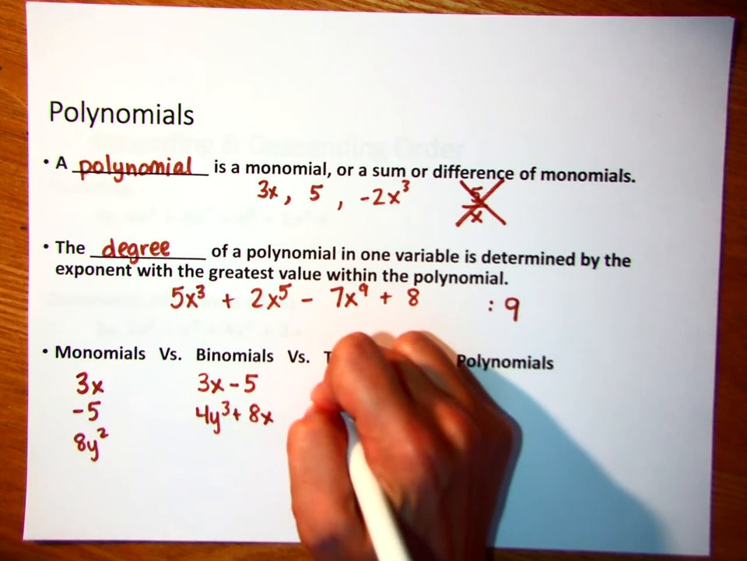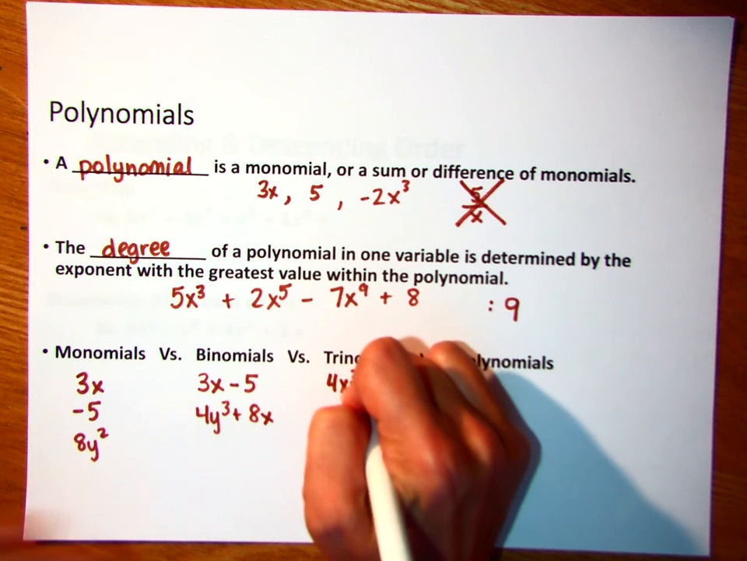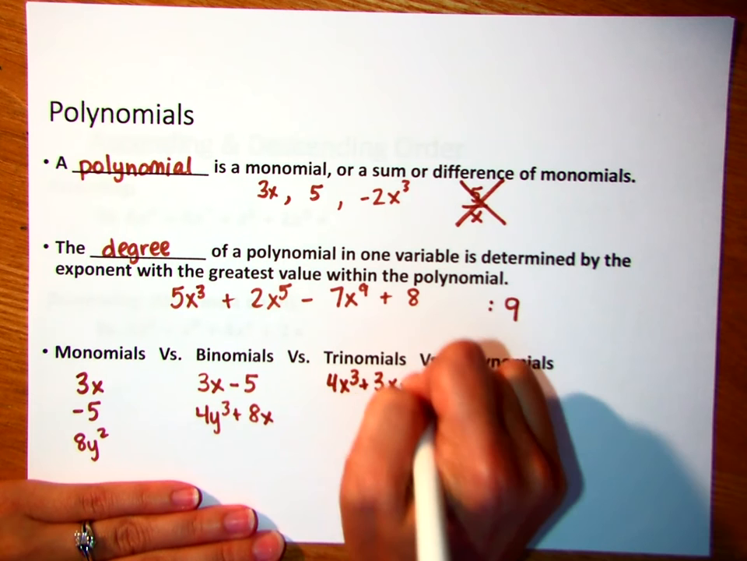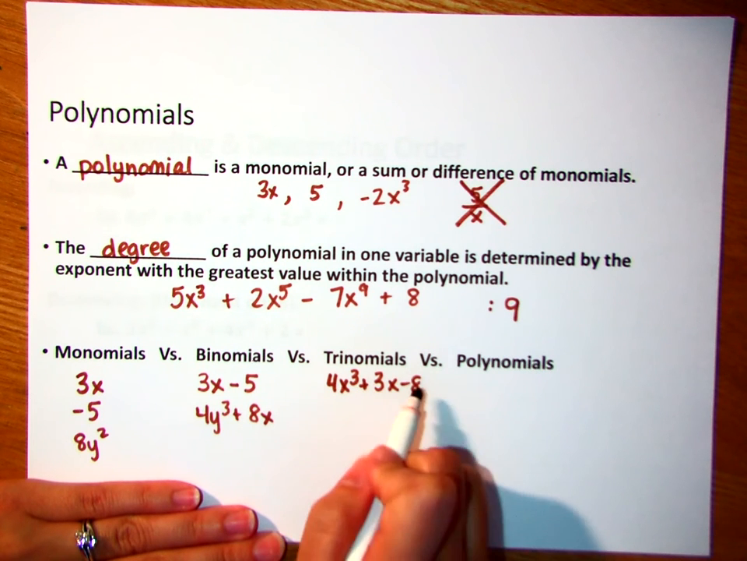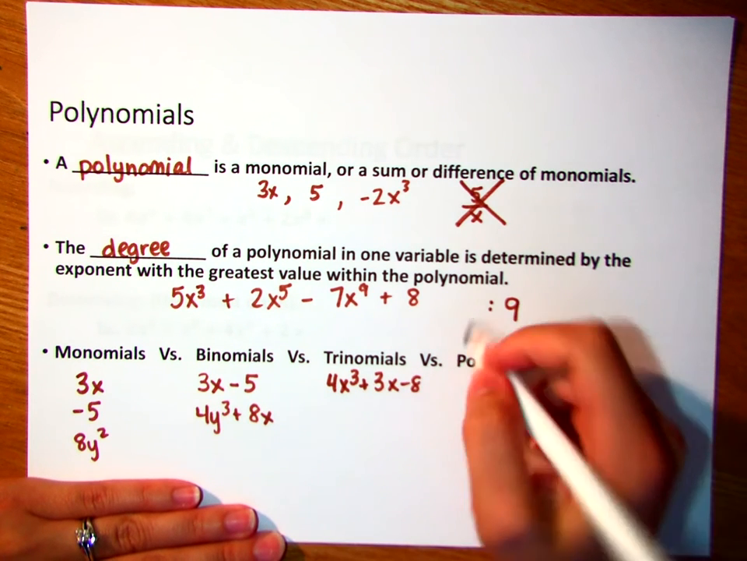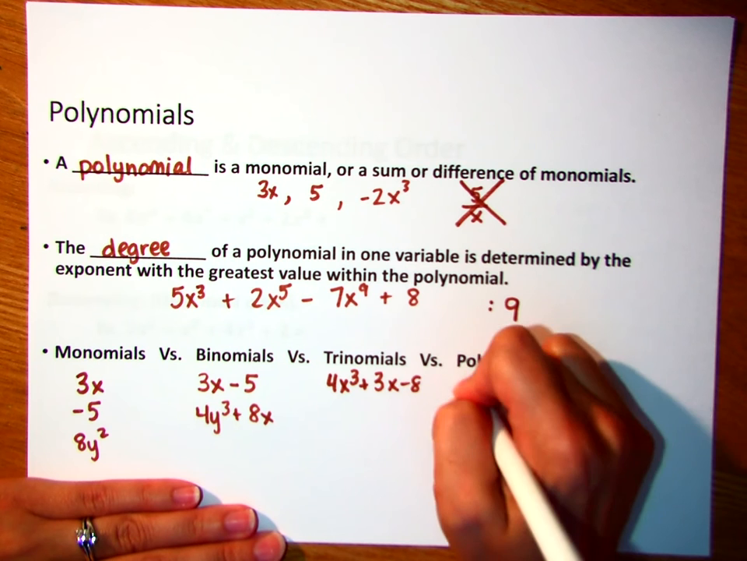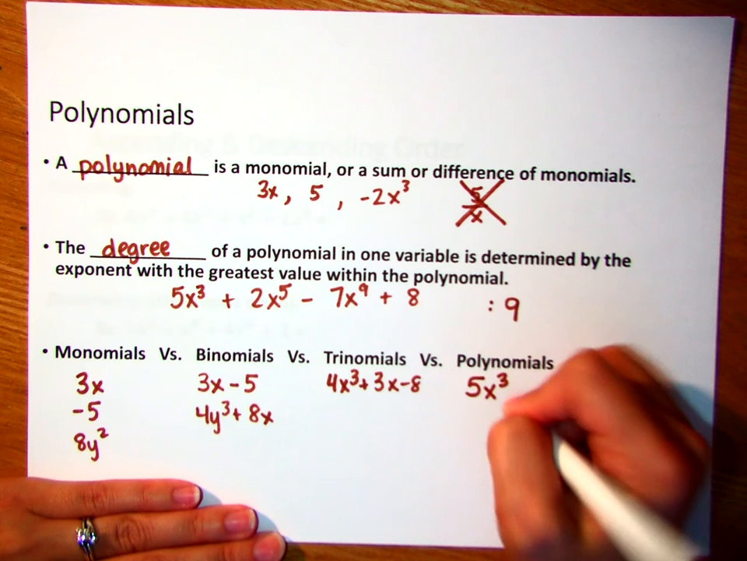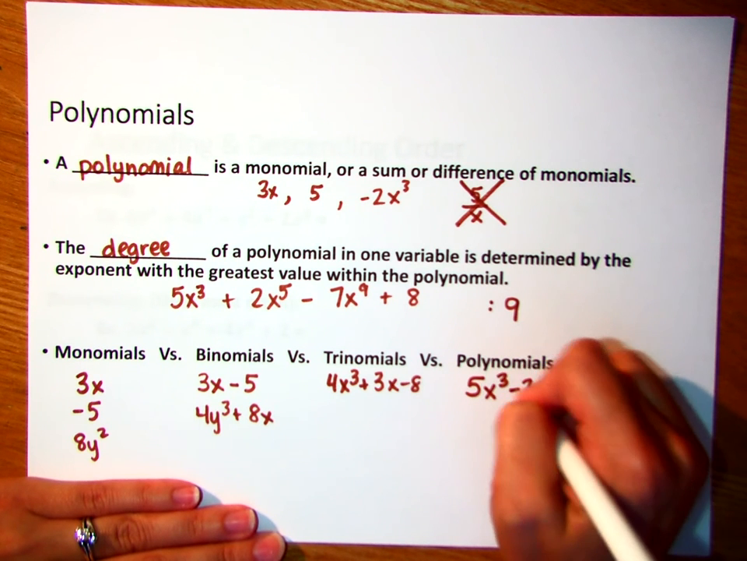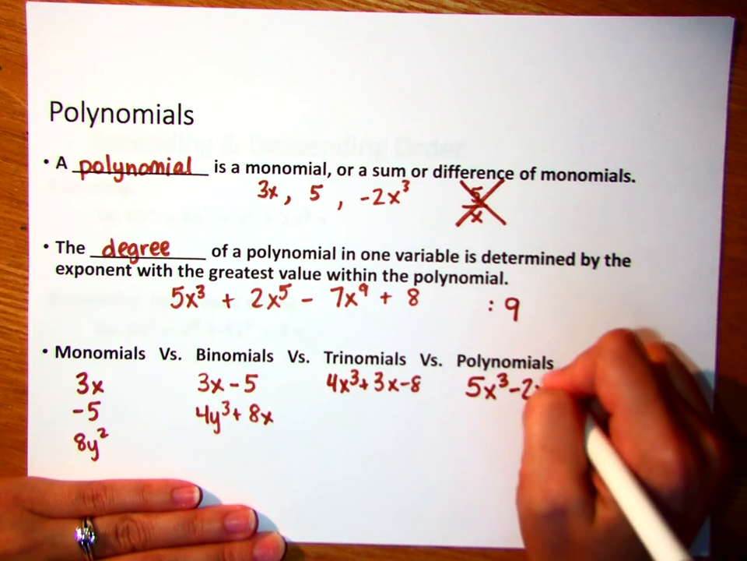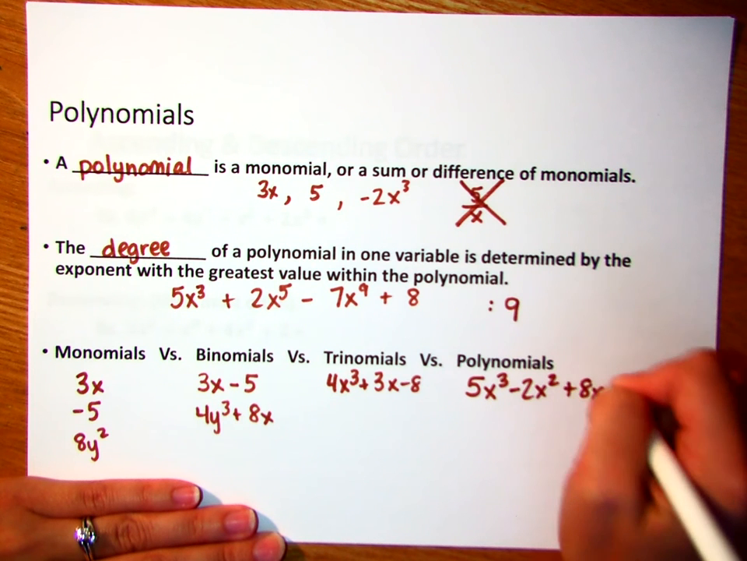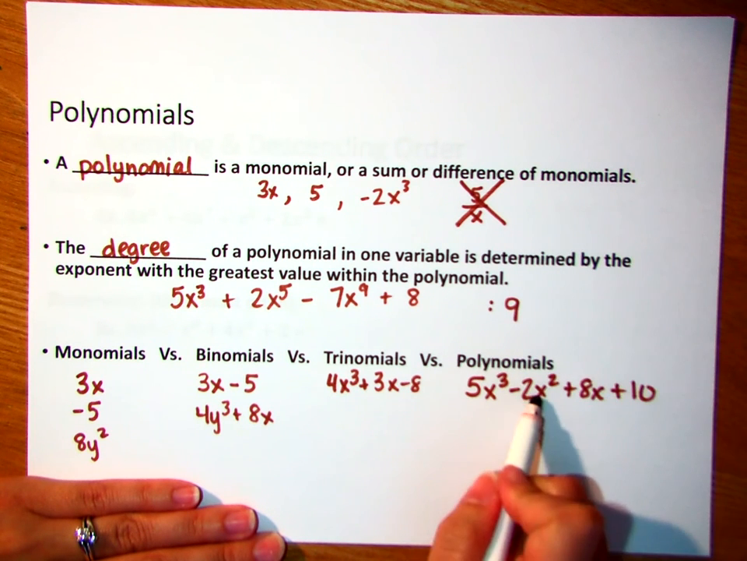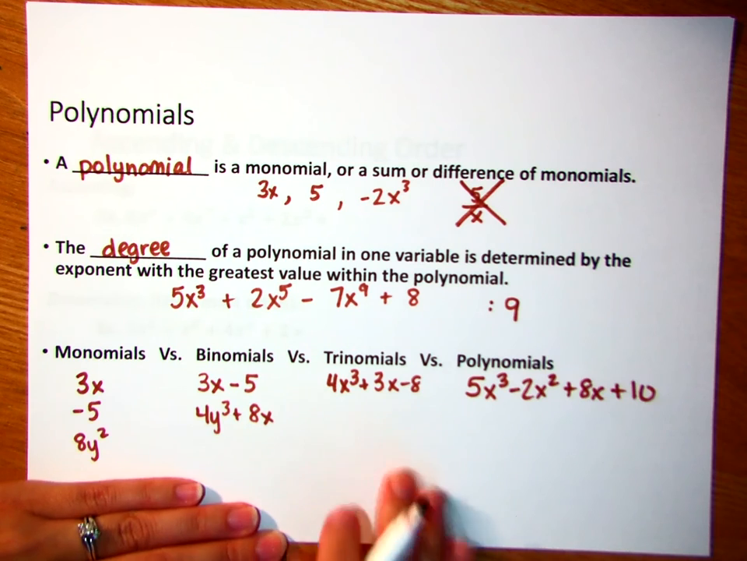A trinomial then would have 3 terms. So that could be something like 4x cubed plus 3x minus 8 because there are 1, 2, 3 terms. And then polynomial we typically assign to something that has more than 3 terms. So something like 5x cubed minus 2x squared plus 8x plus 10. That's 1, 2, 3, 4 terms in this case.